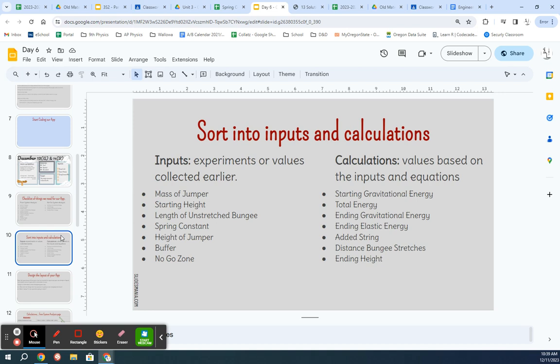Length of the unstretched bungee. Again, this shouldn't change from jump to jump. So you guys should be able to measure this ahead of time and not worry about it. The spring constant. That's the lab that we did today, or day 6, depending on when you're watching this video. And again, that does not change from jump to jump. Your value might be different than somebody else's value, but your value will not change.